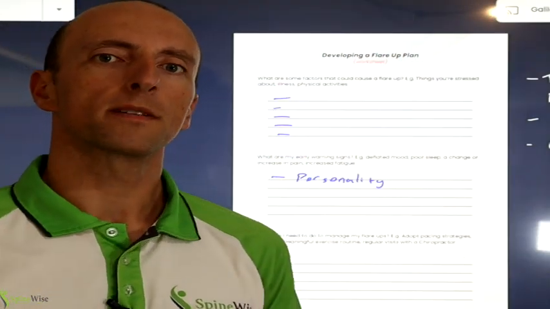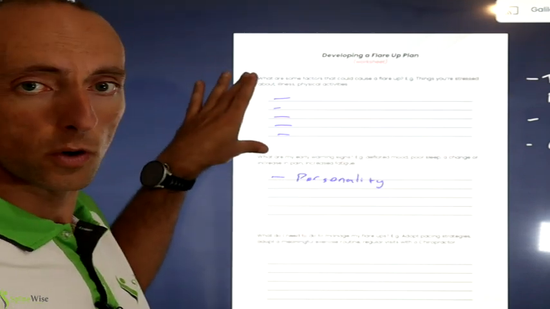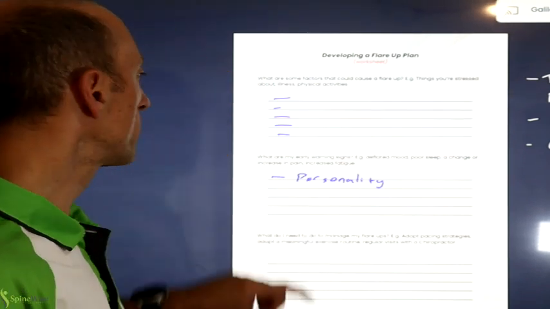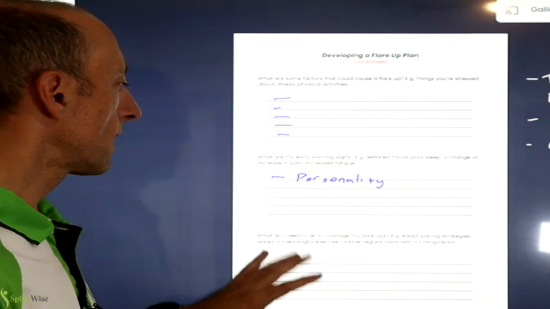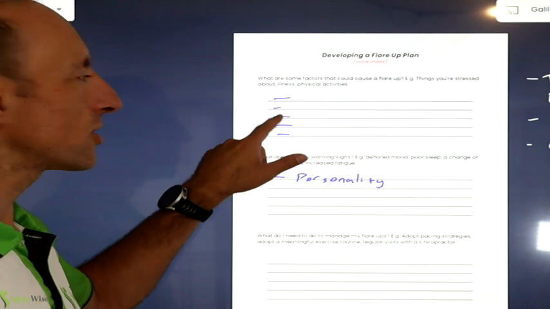So these are the things we want to be able to do. We identify the trigger first. We then look at the factors that could cause that flare-up that you need to work with. What are the early warning signs, and what do I need to do to manage those things? And when we look at these managements, you can use each of these things as well.